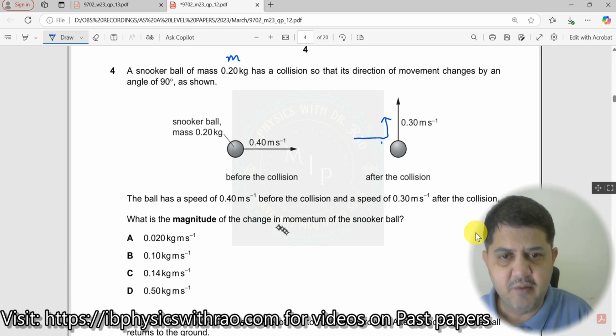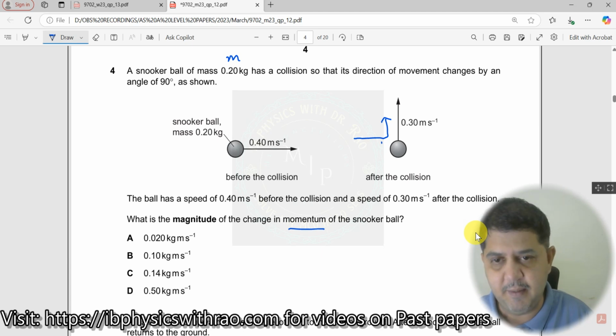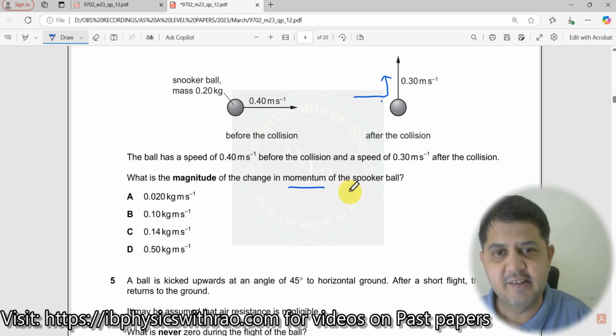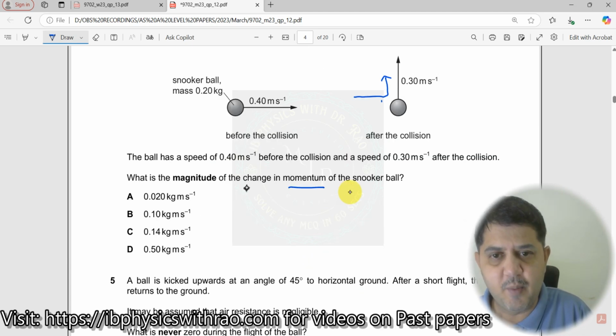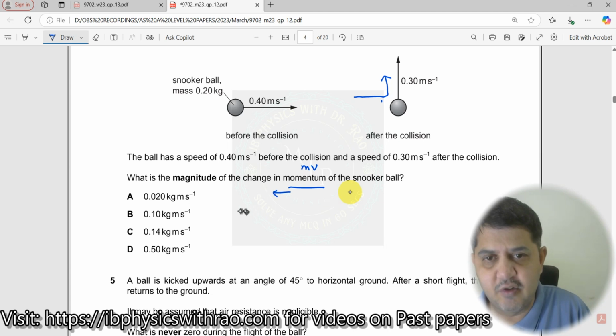What is the magnitude of the change in momentum? Okay, so he is asking you about the change in momentum, and that too the magnitude. I don't need the sign over here. Now, what is momentum? Momentum is nothing but m into v. When I say change in momentum, you should read it like this. I told you already, change in momentum should be equal to mv minus mu, right?